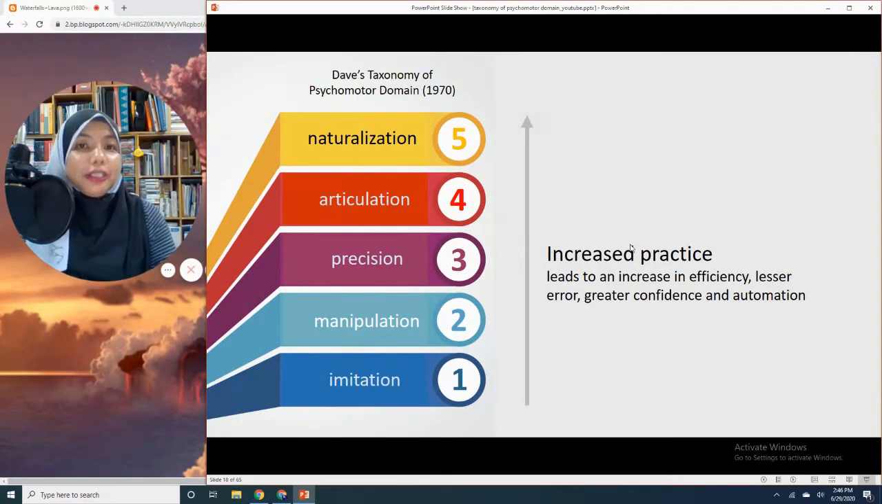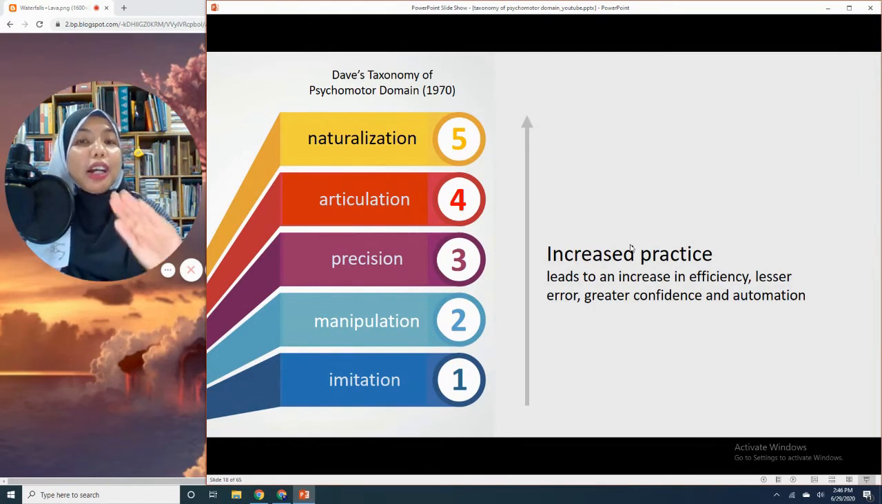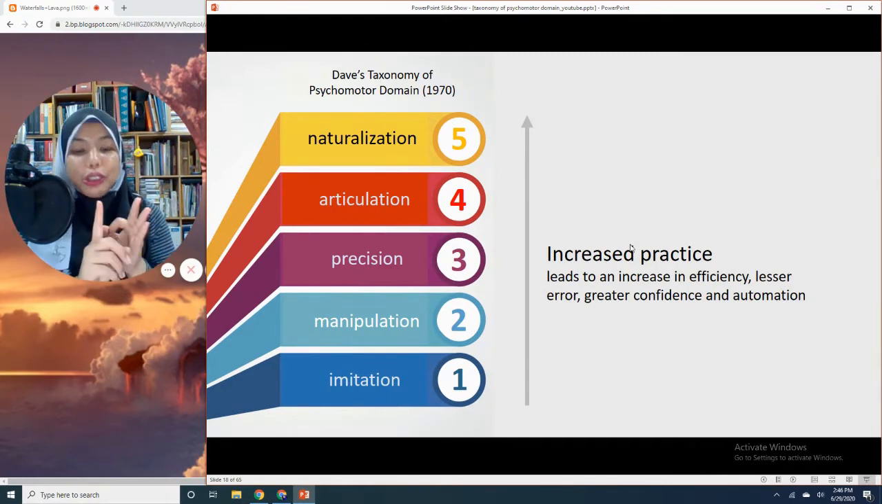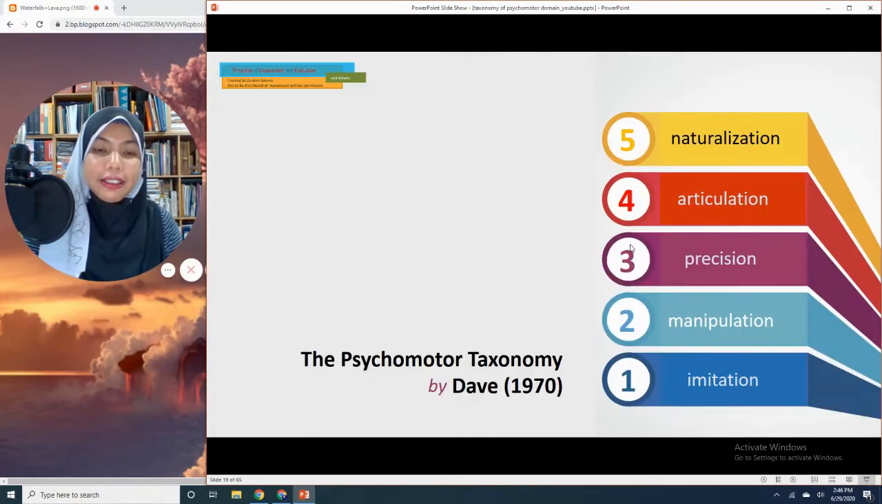One other characteristic of psychomotor taxonomy is that when you go up, the more practice you have, the better you are. And when you go up along this level, your production of this behavior will have fewer errors. You have greater efficiency. You also will feel more confident in the production of the skills, as well as have the ability to do these skills automatically. Now we are going to look at this in more detail just after this.